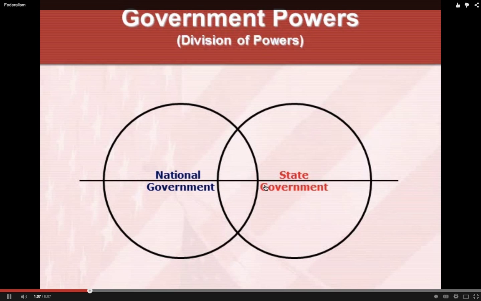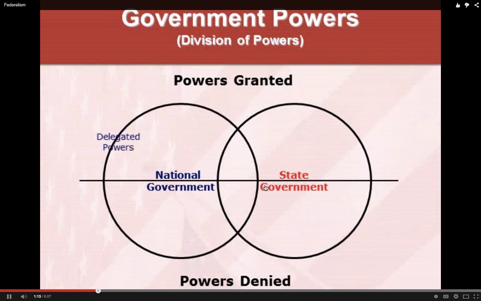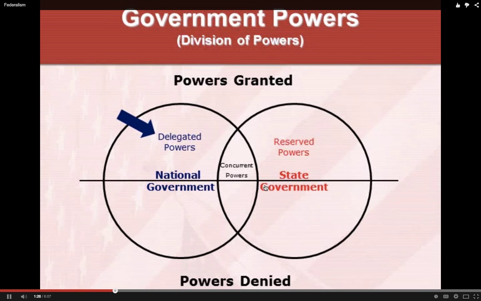There are certain powers that are given to the national and state governments, and then there are also certain powers that are denied to both of them. So we're going to look at each one of those. National powers are called delegated powers, and the powers that are given to the states are called reserved powers. Powers that are given to both are called concurrent powers.